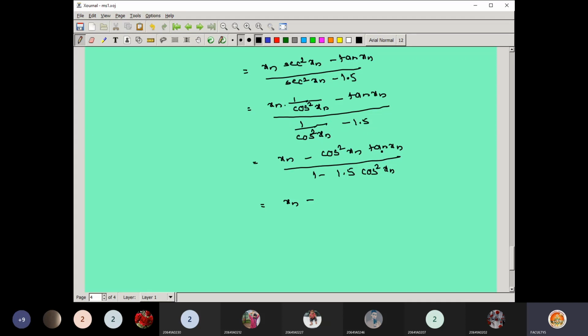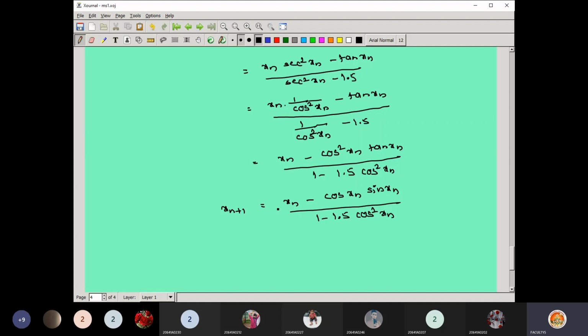tan can be taken as sin by cos. You can cancel one cos value. So in the numerator you will be having only sin xn, and the total is divided by 1 minus 1.5 cos square xn. So this is the simplification of your xn plus 1.